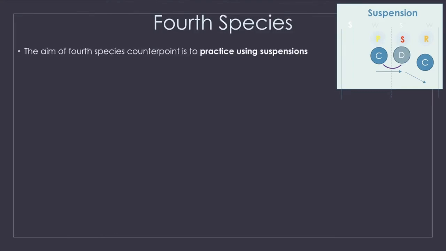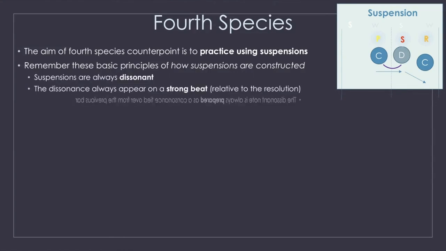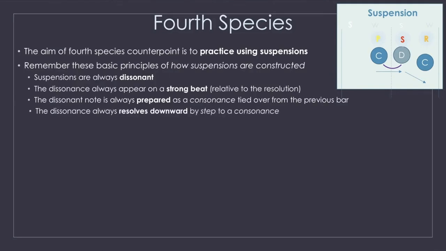Okay, so now we get to look at some less complex music and just focus on 4th species itself. The aim of 4th species is to practice using suspensions. Remember these basic principles of how suspensions are constructed. Suspensions are always dissonant. The dissonance always appears in the strong beat relative to the resolution. The dissonant note is always prepared as a consonance tied over from the previous bar. The dissonance always resolves downward by step to a consonance.